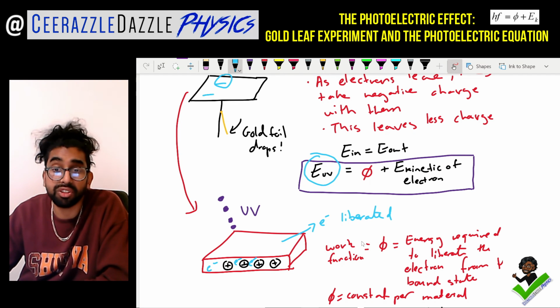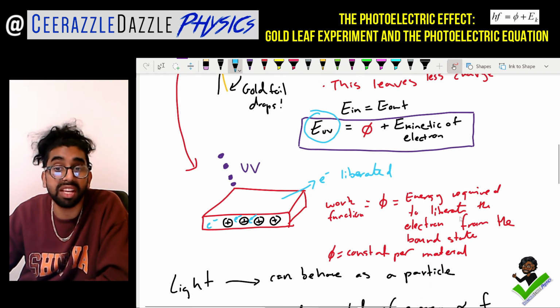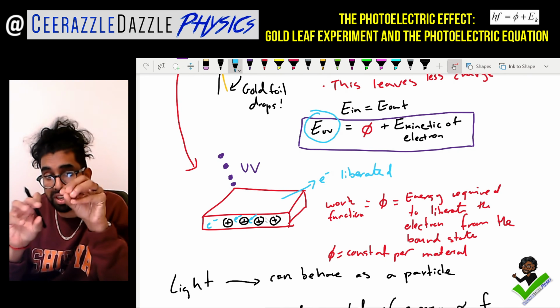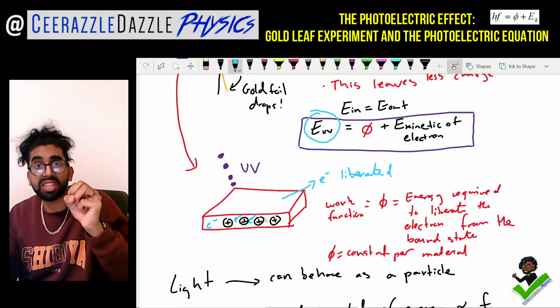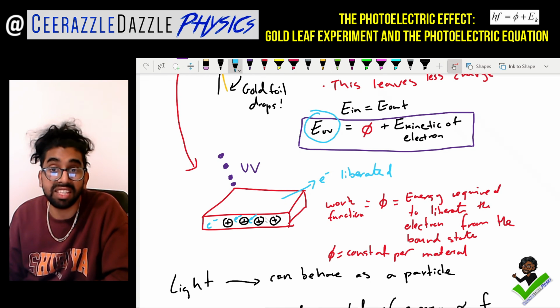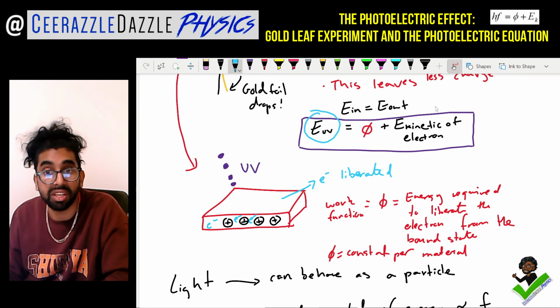The work function is the energy required to liberate the electron from the bound state. You must liberate it because, look, it's attracted to the positive ion. You must give some energy to break that attraction, and the rest of it will be given off as kinetic energy. This is the excess kinetic energy from here.